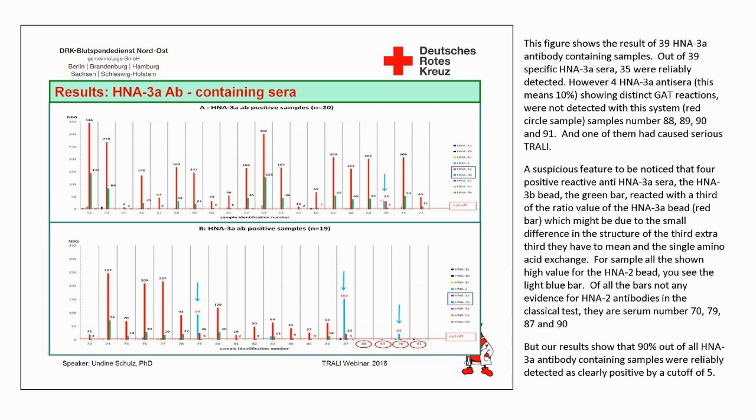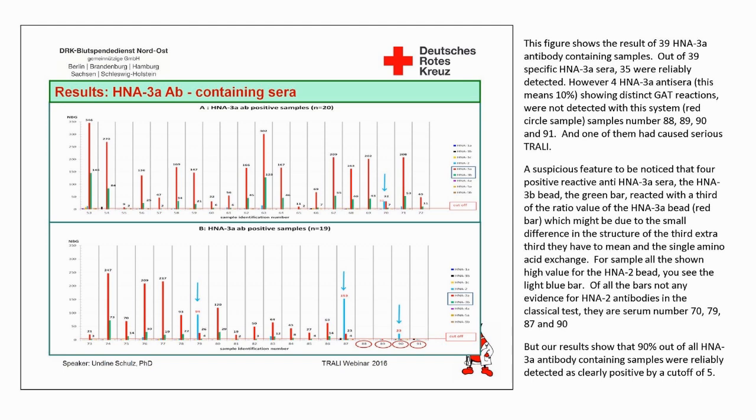Four samples also showed high values for the HNA2 bead. You see the light blue bars. Although there was not any evidence for HNA2 antibodies in the classical test. That are the serum number 70, 79, 87, and 90. But our results show that 90% out of all HNA3A antibody-containing samples were reliably detected as clearly positive by a cutoff of 5.